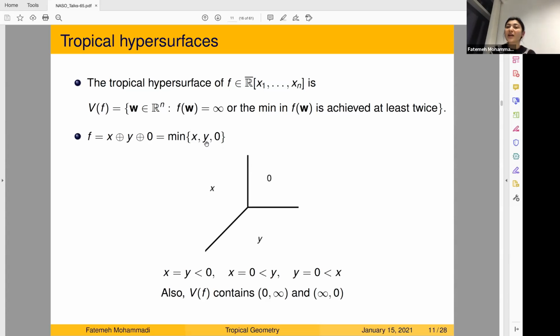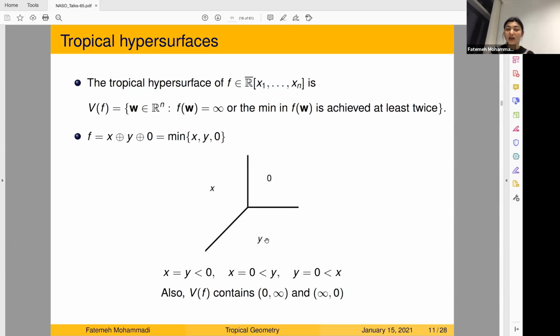So either I have x equal to y and less than 0, which is when x and y are both negative, or I have x equal to 0 and y less than 0, or I have y equal to 0 and less than x, right? So this is the picture that I have drawn here.